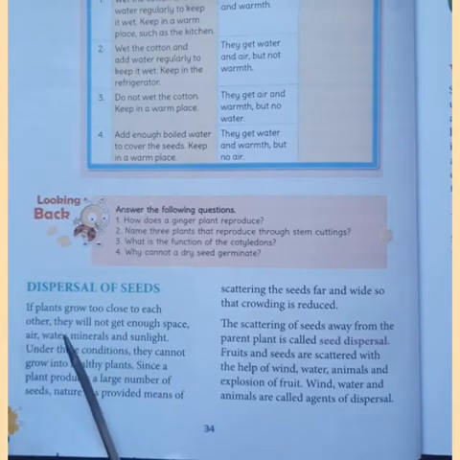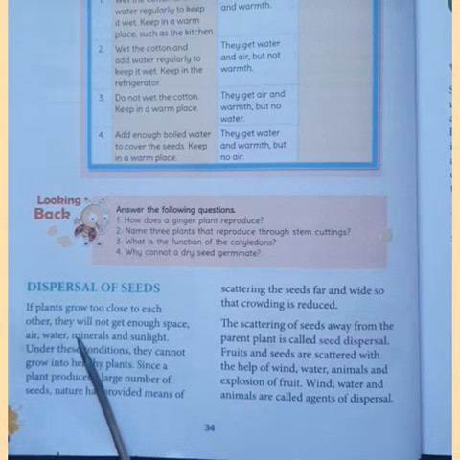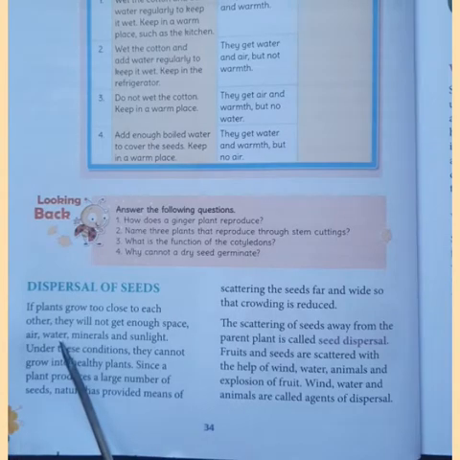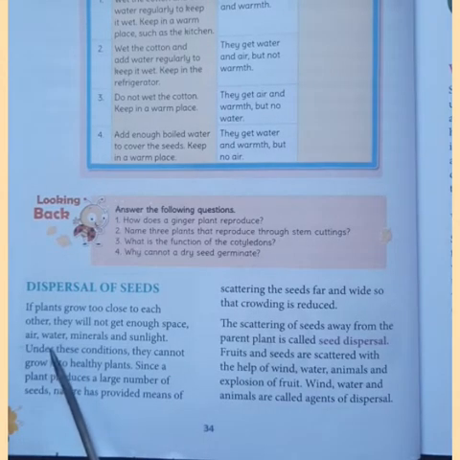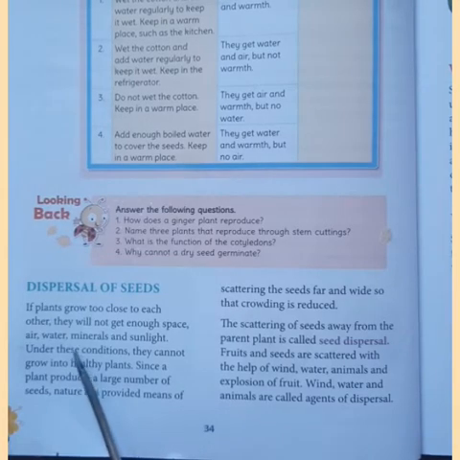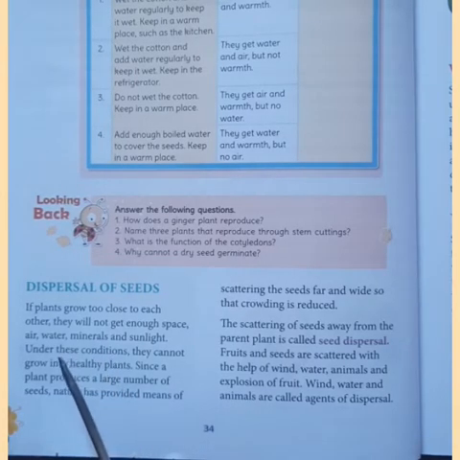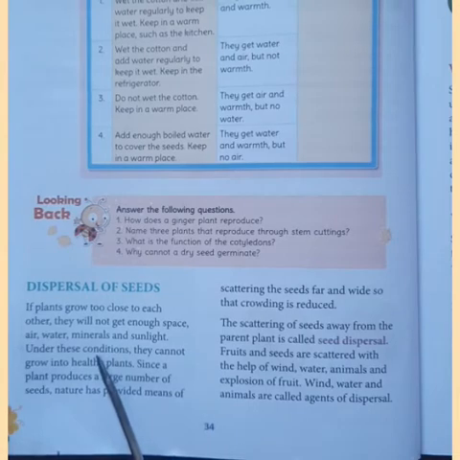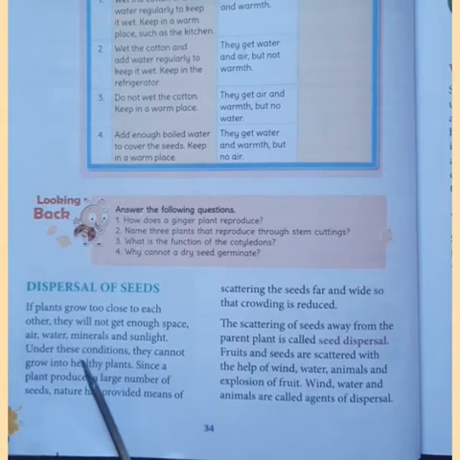What may happen if plants grow too close to each other? They will not get enough space, air, water, minerals and sunlight. So many of the plants may die out of lack of air or water, or it may be minerals, or it may be lack of sunlight. So nature has provided the plants with many means of scattering the seeds far away from the parent plant.